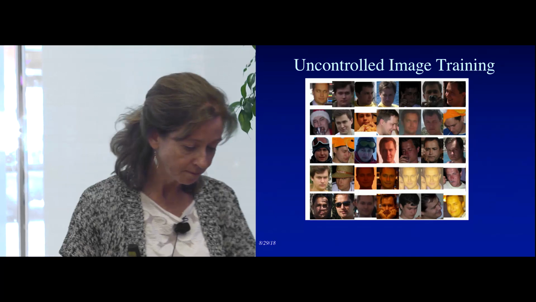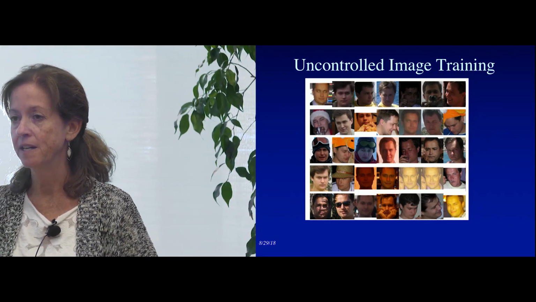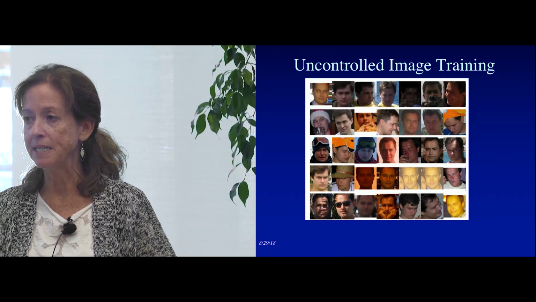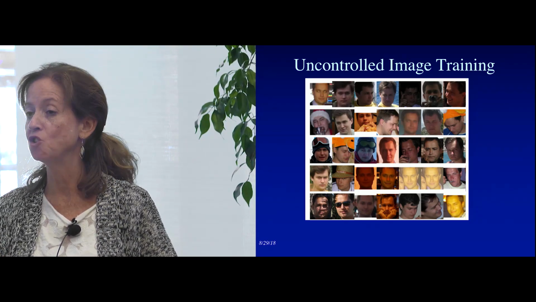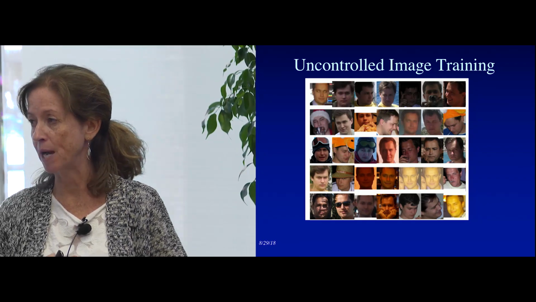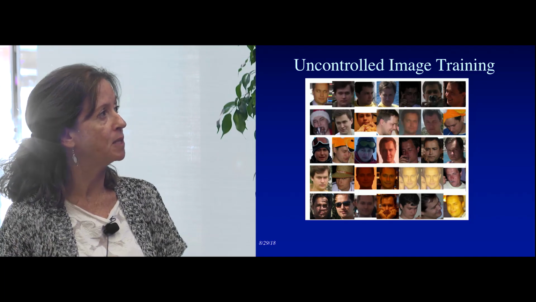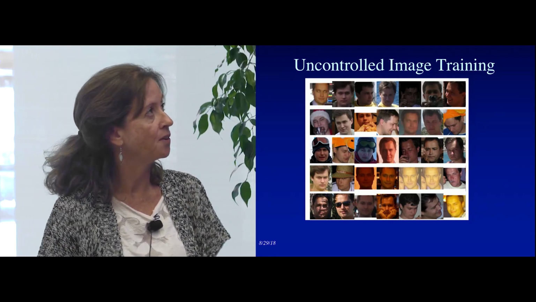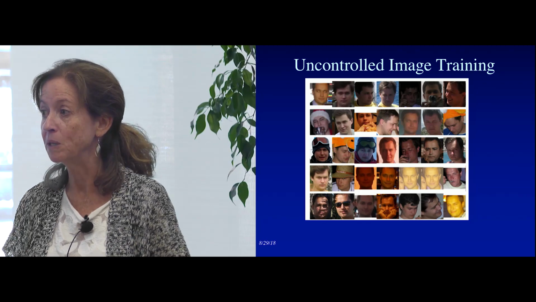Okay. So for the uncontrolled nature of the training data, one of the things that's made DCNNs possible is the fact that you have so many images out on the web. And so these things are trained with web-scraped images, I think that's what they're called. And there's no control. I mean, there's a lot of them, millions.